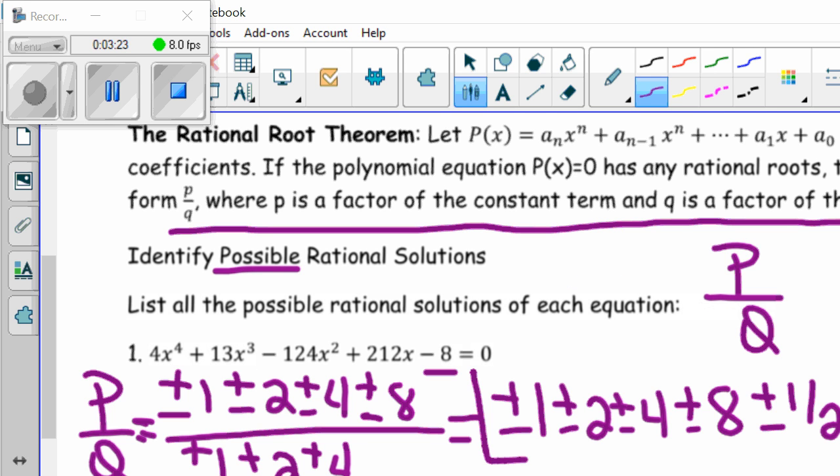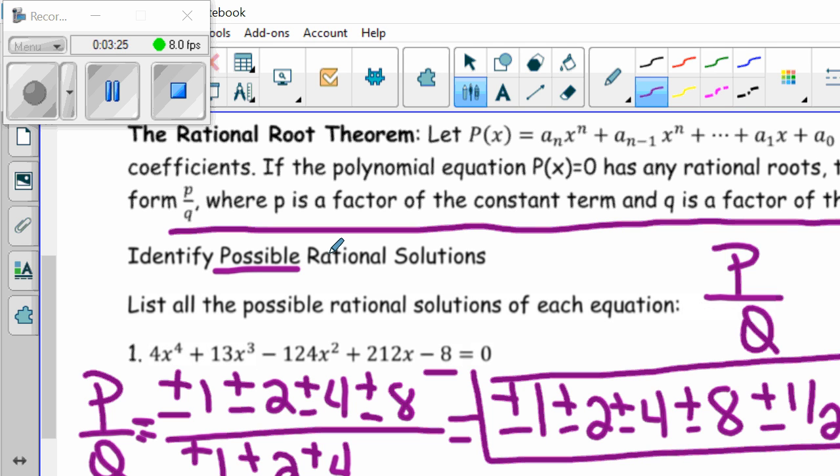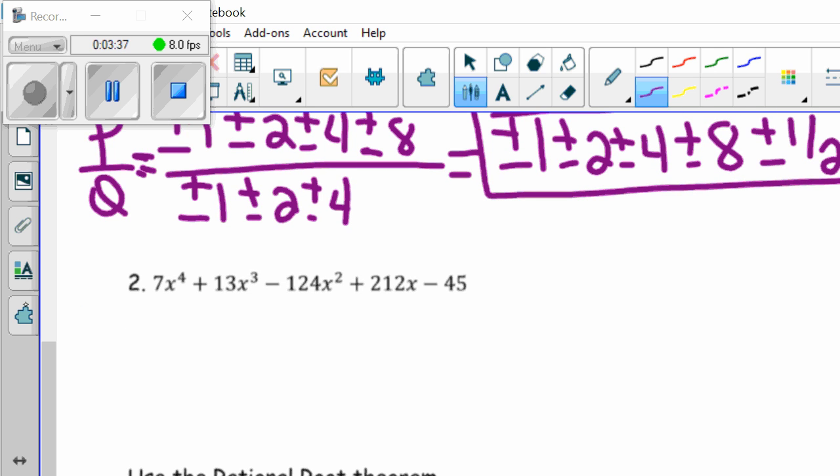So these are all possible rational solutions, okay? I know that this is going to have 4 solutions. These are possible rational ones. So let's do that again, identify the possible rational ones.